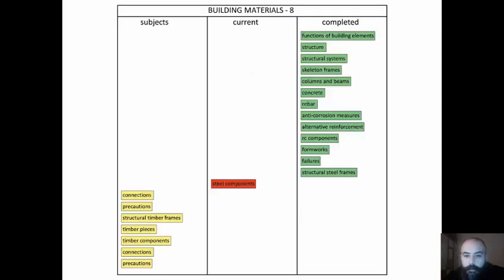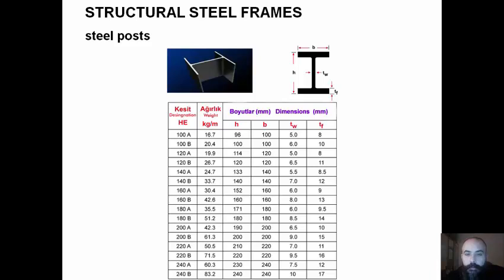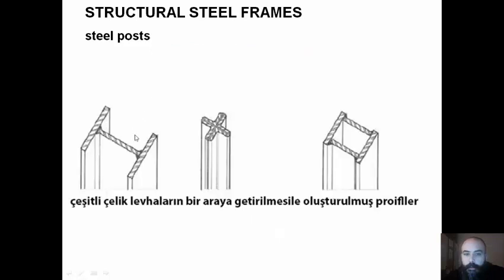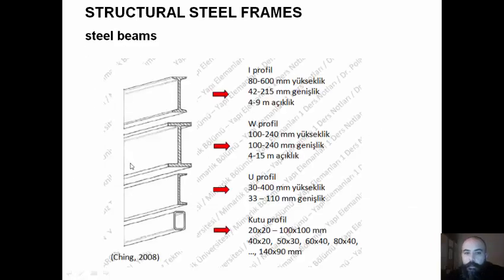Let's look into components of steel structures. First of all, we have steel posts. We can prefer a profile, a W or H profile for a steel post, or we can make our posts by connecting different sizes of steel plates or L-shaped profiles or different shaped profiles to form our own steel posts.